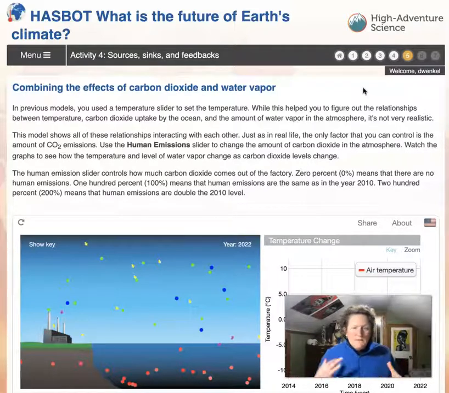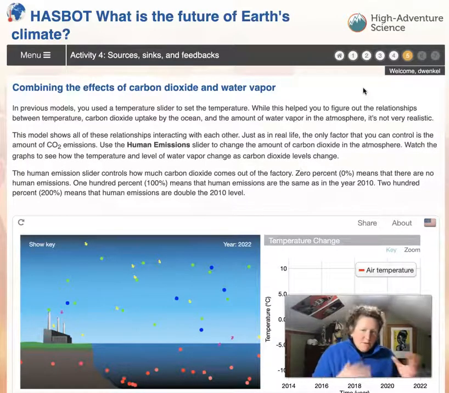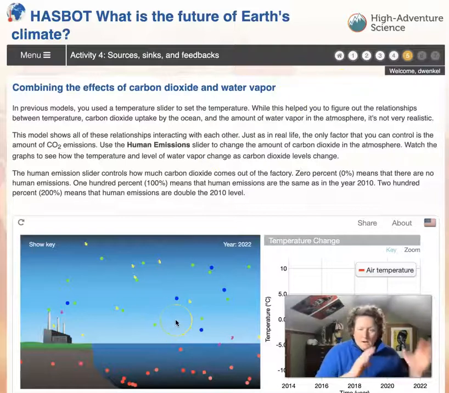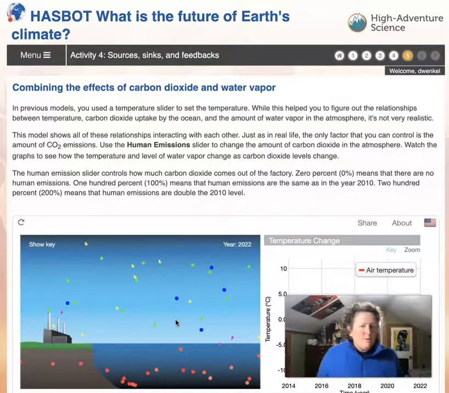Usually the more pieces you have working in your model, if you can tweak it with some practice data, your model will be more accurate if you have more components to it. So we're adding carbon dioxide and water vapor in the same model. In the previous models, we used a temperature slider to set the temperature. Well, this helps us to figure out the relationships between temperature, carbon dioxide uptake by the ocean, and the amount of water vapor in the atmosphere.